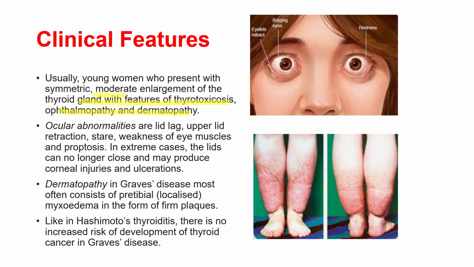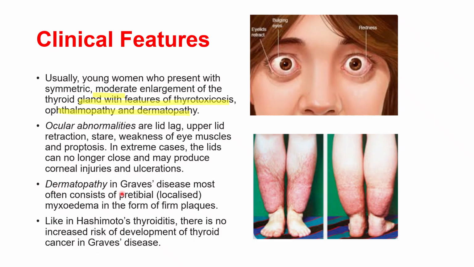In extreme cases, the lids can no longer close and may produce corneal injuries and ulcerations. So students, you can see this first diagram of ocular abnormalities. You can see bulging eyes, then eyelids retraction and redness into these eyes.